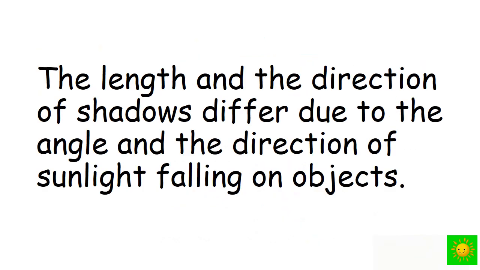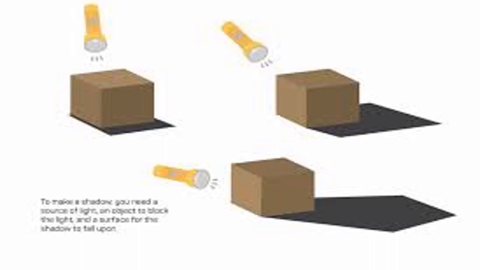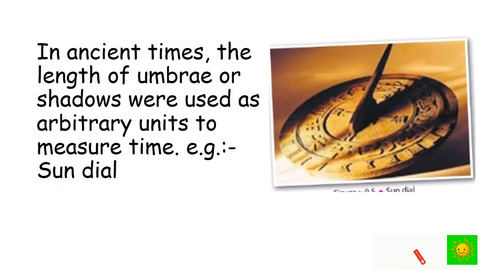The length and the direction of shadows differ due to the angle and the direction of the sunlight falling on an object. This is how it happens. In ancient times, the length of umbra or shadows were used as arbitrary units to measure the time. Example is sundial.